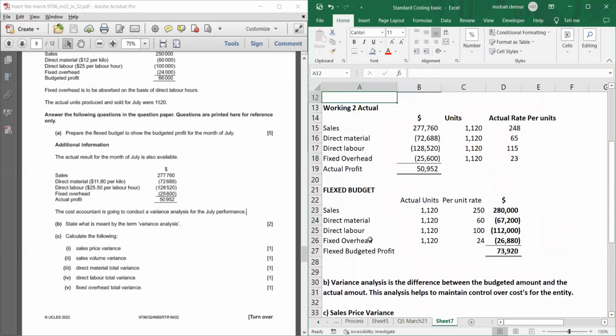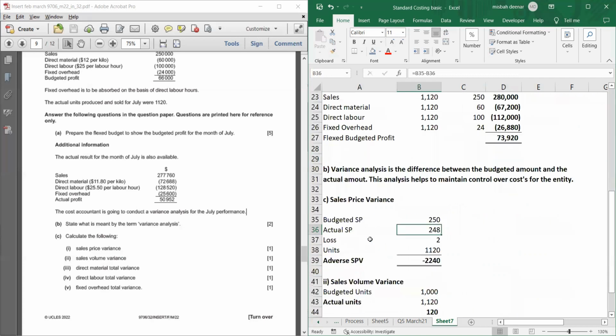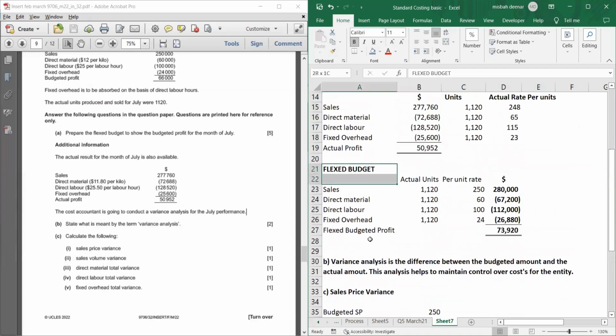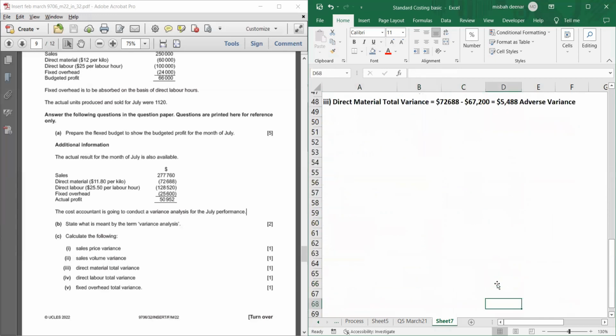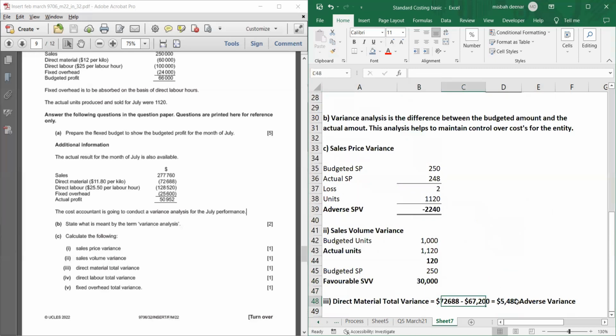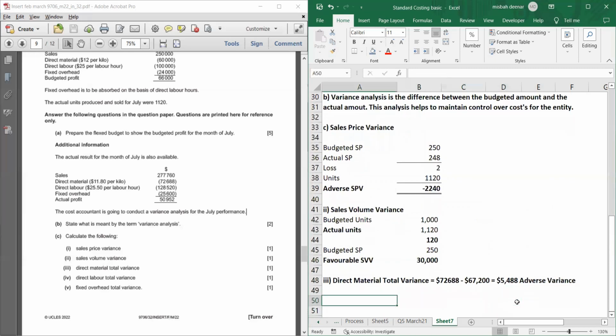See, the actual cost was this, but we calculated on the basis of the flexed cost. Sorry, this is the flex budget. See, direct material 67,200 and the actual was 72,688. So in actual, the cost was greater than the flexed. If you go down here, 72,688 minus 67,200 is an adverse variance of 5,488.